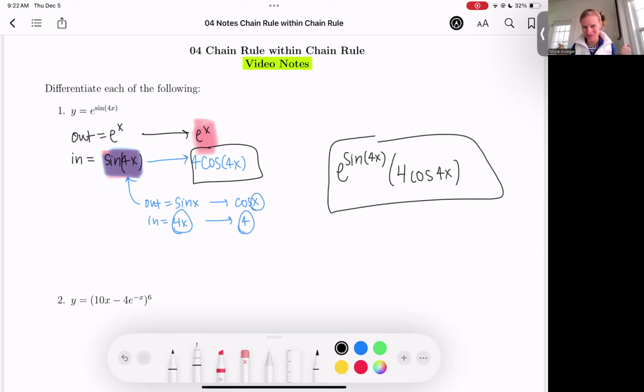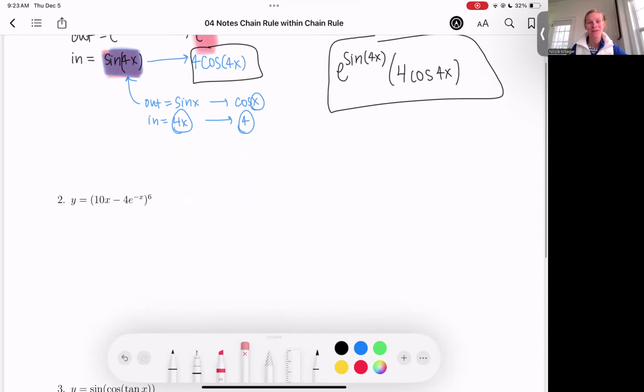So we have two chain rules in this problem. And we're probably going to have something similar in these other problems. There's no reason to stop with two chain rules. You could do a chain rule inside a chain rule inside a chain rule. Usually I'm not going to be that cruel though.